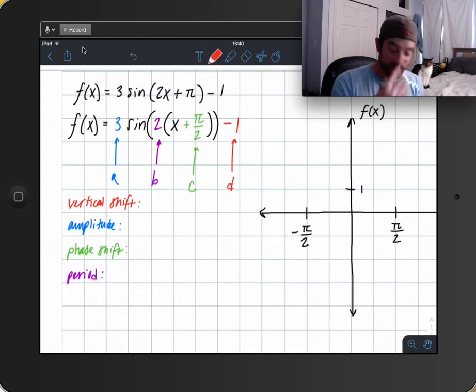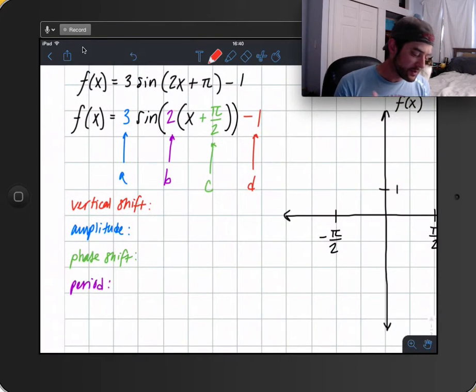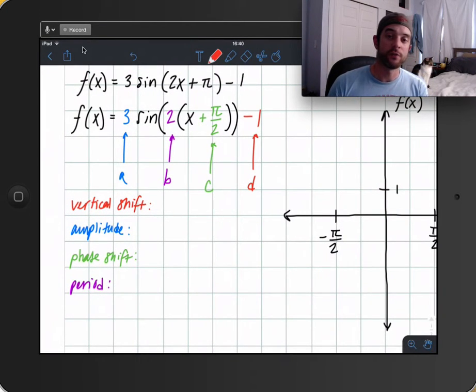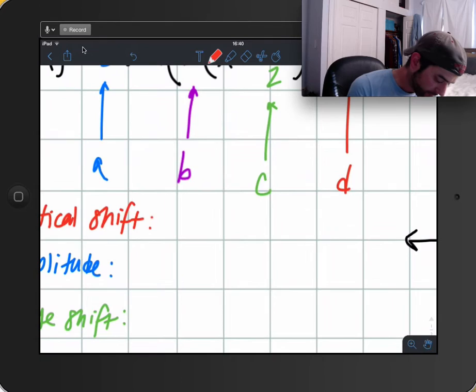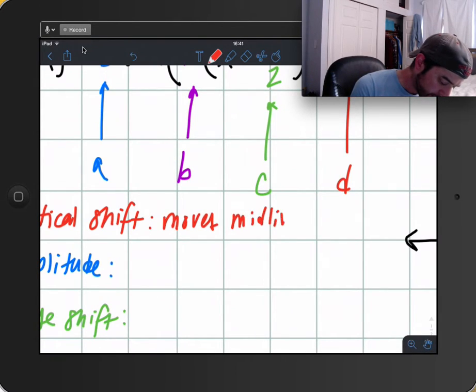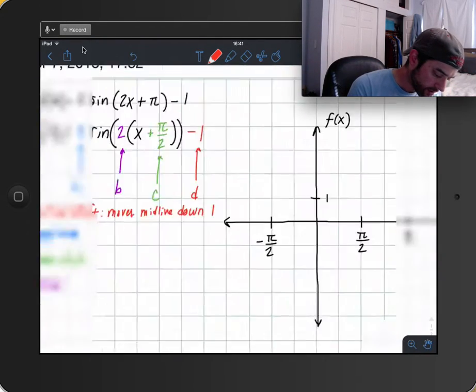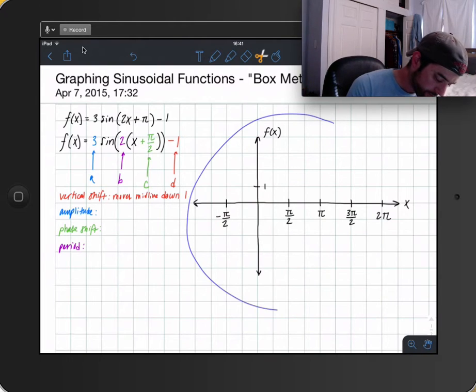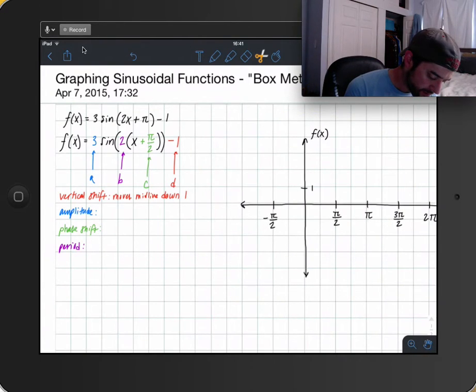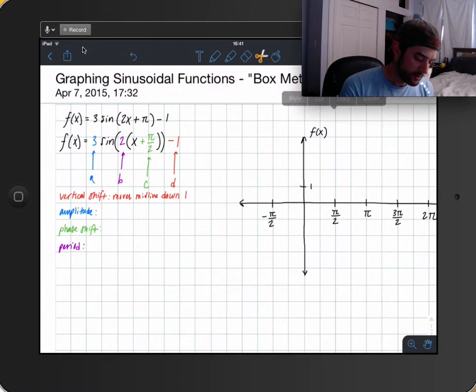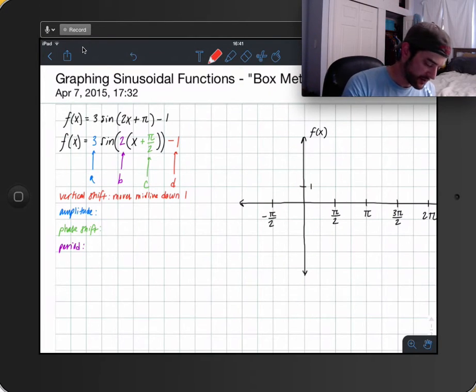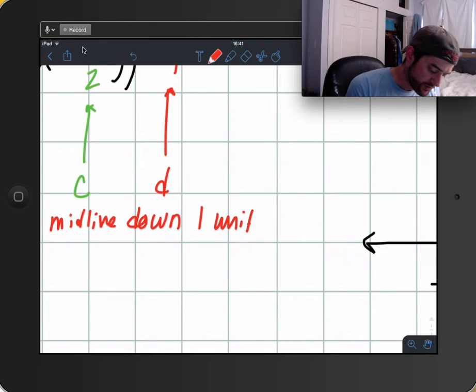The first one is the vertical shift. The value D is -1, so what that is going to do is move the midline of the function down 1 unit. I'm just going to move my graph. And I'll talk about my graph in a minute. There's a very specific way I scale my graph for sinusoidal functions. Again, you may not want to do it that way, but you might.